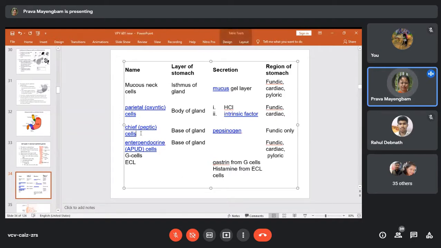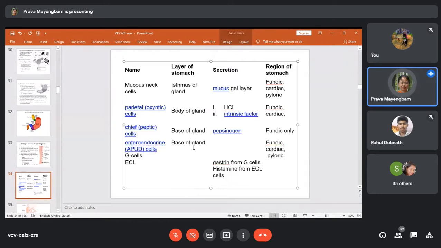Then the chief cells. They are present, forming the base of the gland, and they secrete pepsinogen. They are present in the fundic part. Another group of cells is called APUD, or the endocrine cells, or enteroendocrine cells.